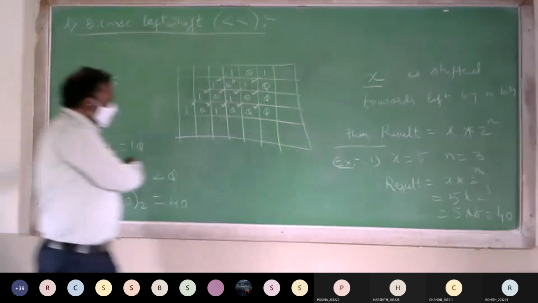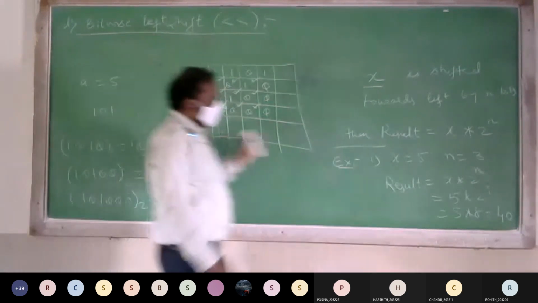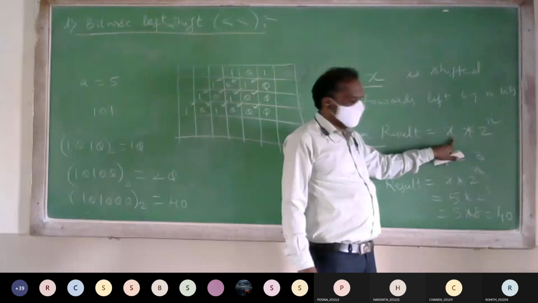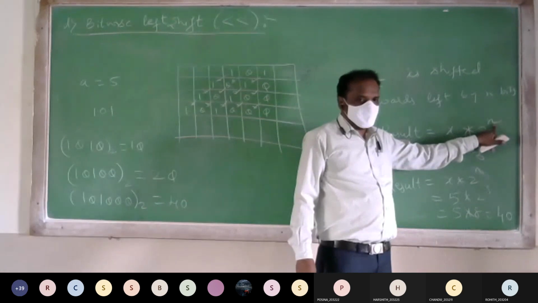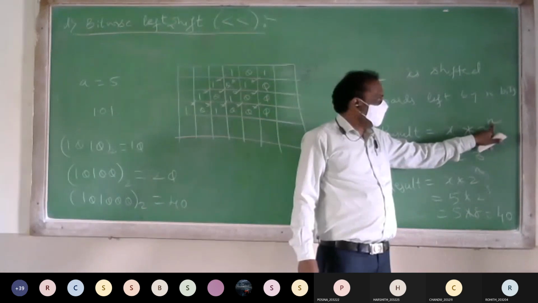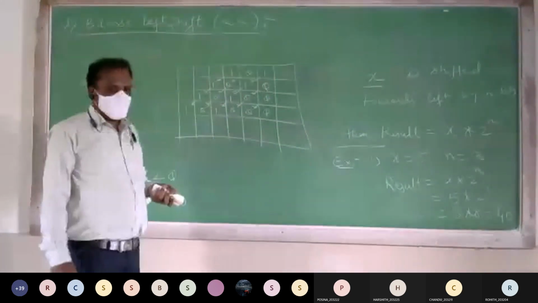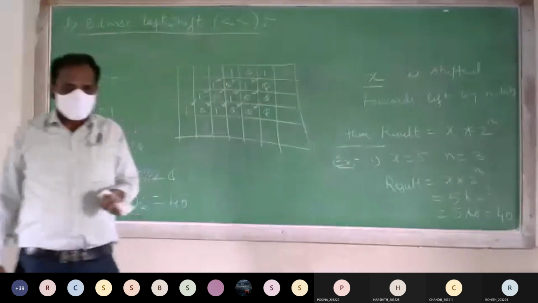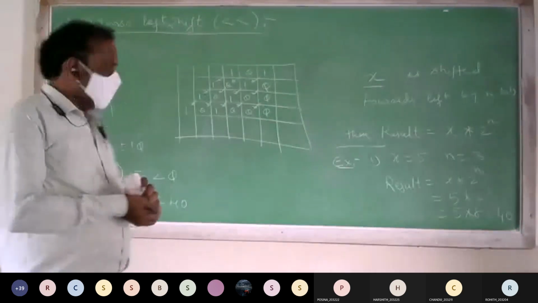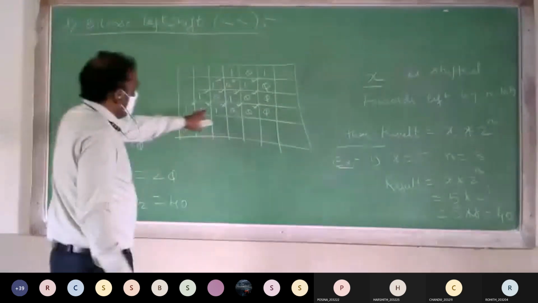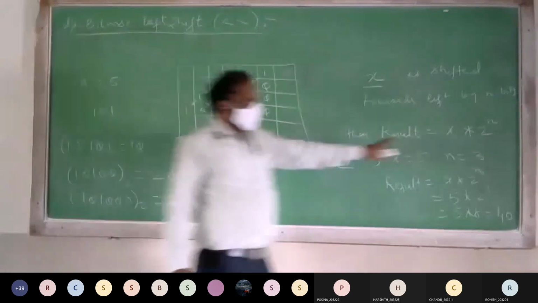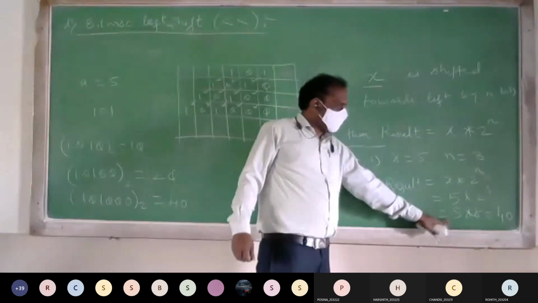So in general, this is the given number, n is the number of bits to be shifted, x into 2 power n. Getting everybody? Yes, sir. So either you can use this approach or you can use this formula. Both are same. You will get the same answer.